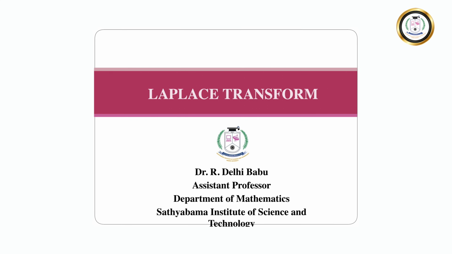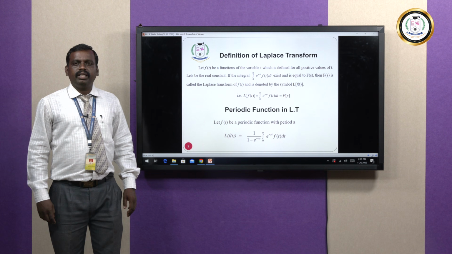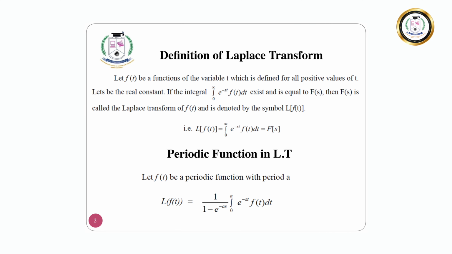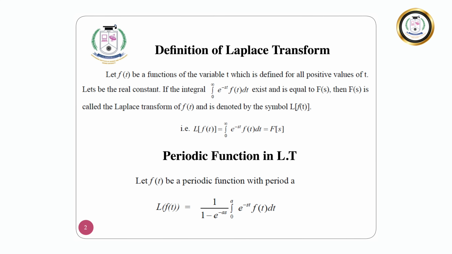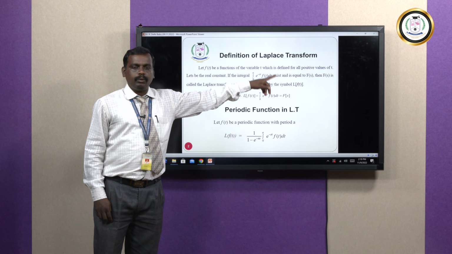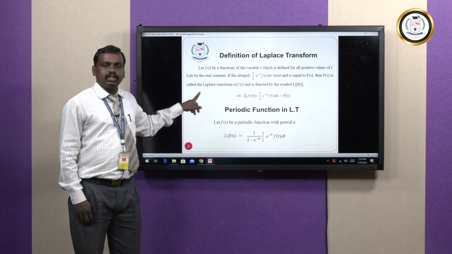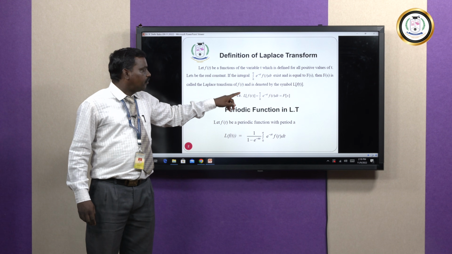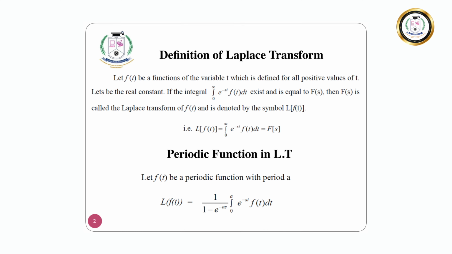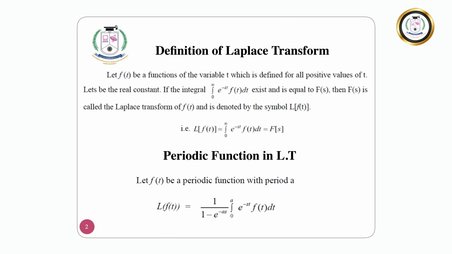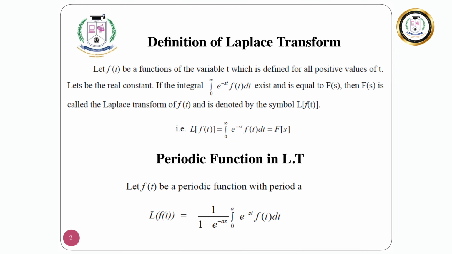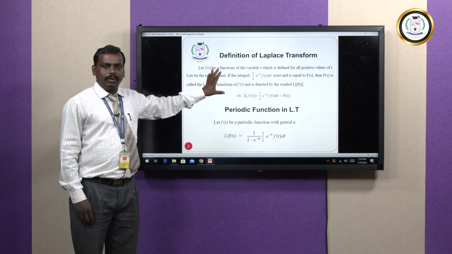So today we will see Laplace transform. Now the definition of Laplace transform: a function f of t is defined for all positive values of t, and let s be a real constant value. If the integral 0 to infinity e power minus st f of t dt exists and that value is equal to F of s, then F of s is called the Laplace transform of f of t and it is denoted by L of f of t. That is, L of f of t is equal to this integral, integral 0 to infinity e power minus st f of t dt, which is your F of s. Now, this is the definition of Laplace transform.